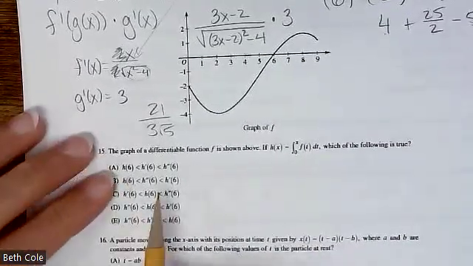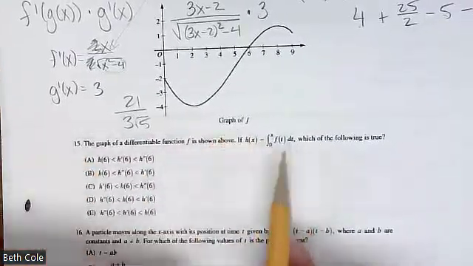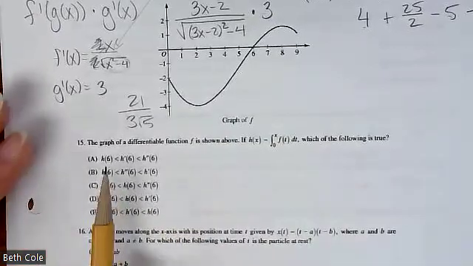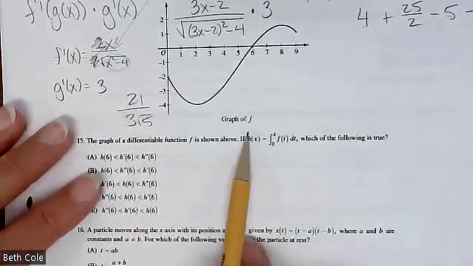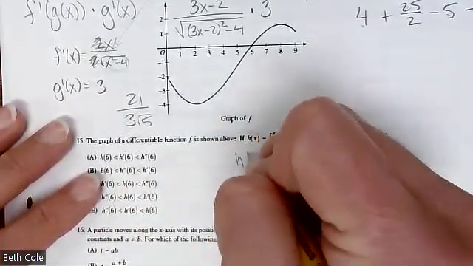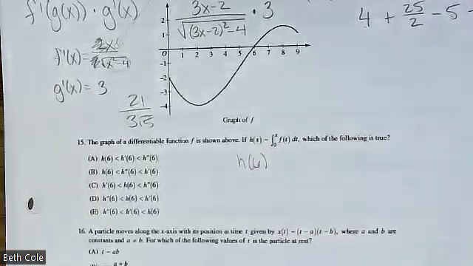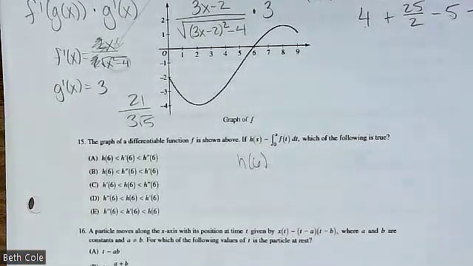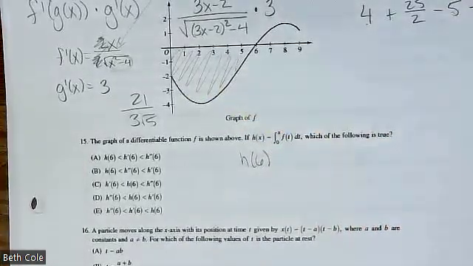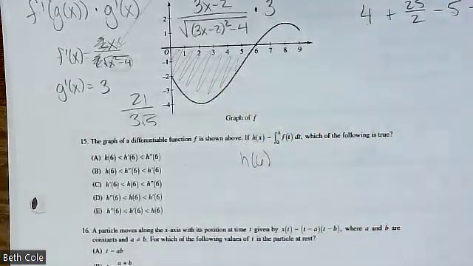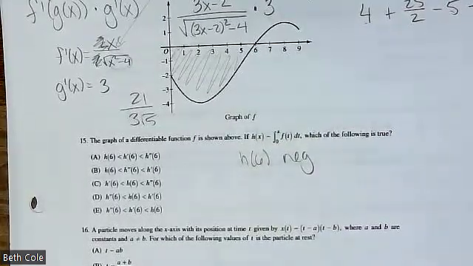All right. I actually really like this question. A differentiable function is shown. H is this. Which of the following is true? They're comparing the function, the derivative, and the second derivative at 6. So first, let's do H of 6. H of 6, that's the integral. Derivative means slope, integral means area. Your area from 0 to 6. I don't know what it is exactly, but I know that it is negative. Why is it negative? Below sea level.